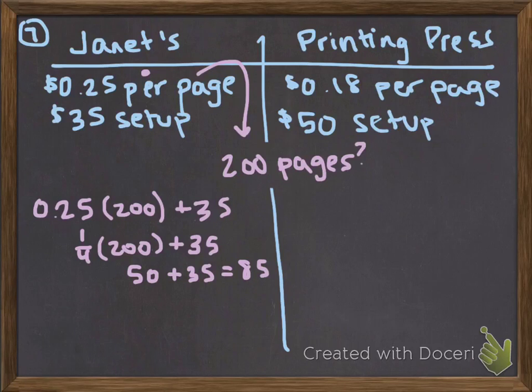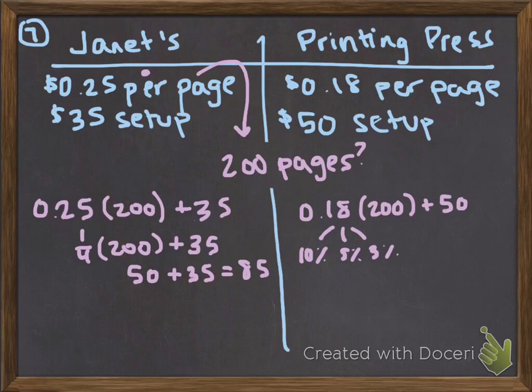Then we're going to do the same thing with printing press, except we're going to use 18 cents per page and the $50 setup fee. And this time I think of 18 cents as 18%, and I break it into smaller pieces that are more manageable for me, which would be 10%, 5%, and 3%. 10% is really a good strategy that you should have because you just move that decimal over. So for 10% of 200, it's 20. And then the 5% would be half of that, and for your 3%, I think of the 1% as 2.